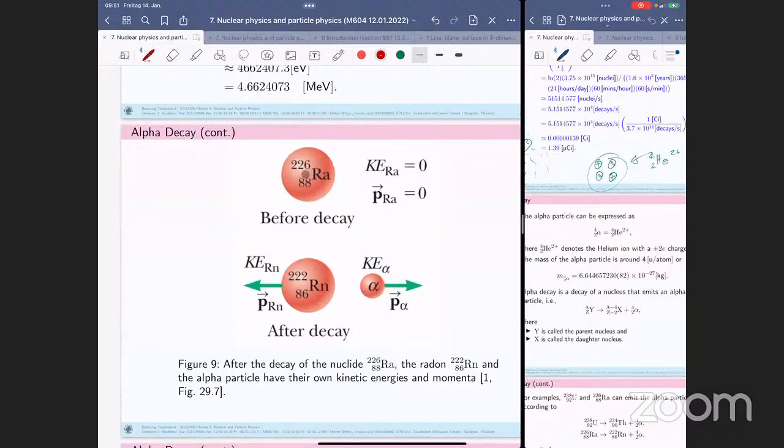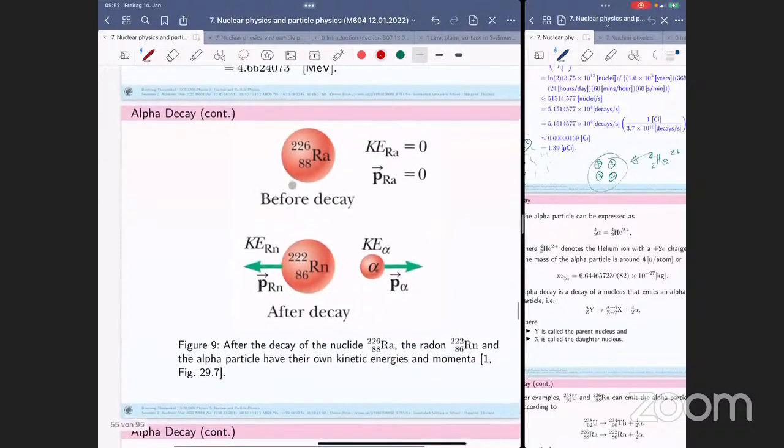If you go into the detail of physics, there is no kinetic energy at the beginning. Okay, in this case, let's consider.